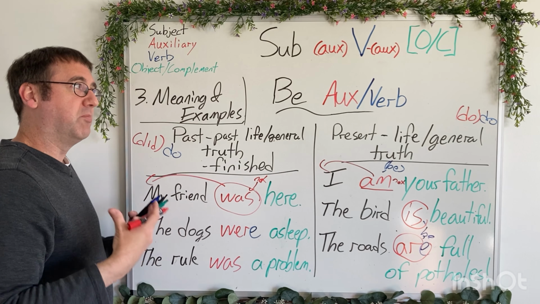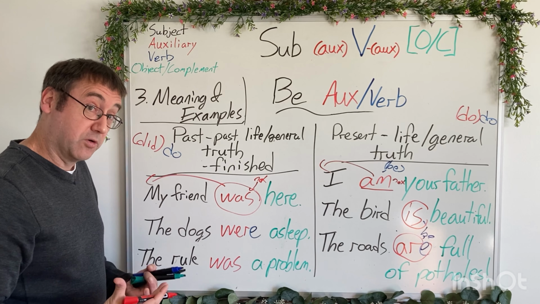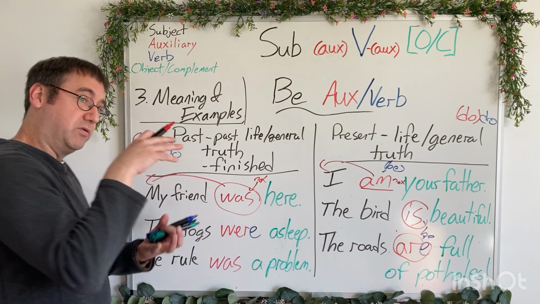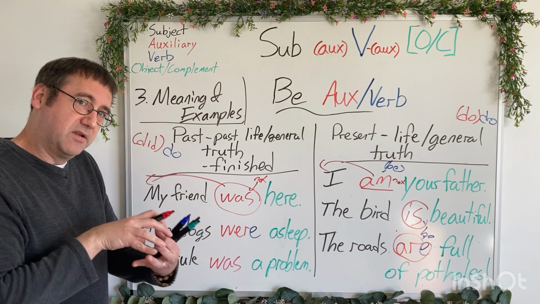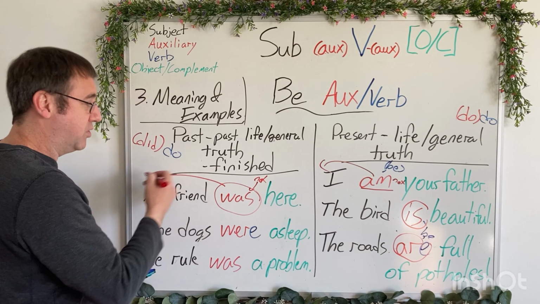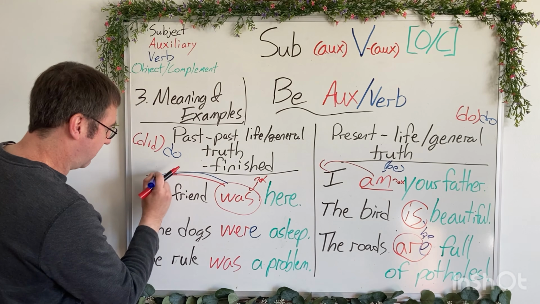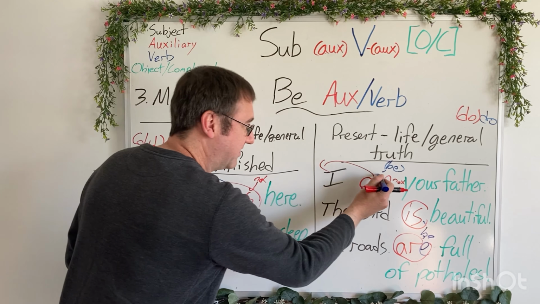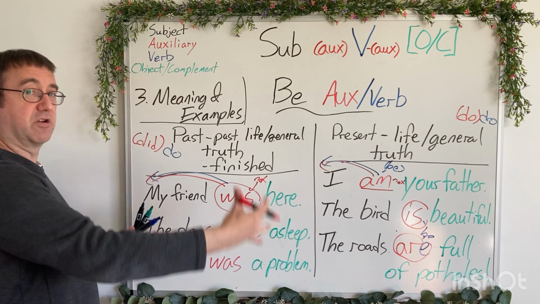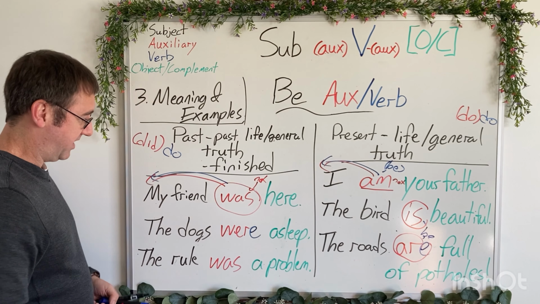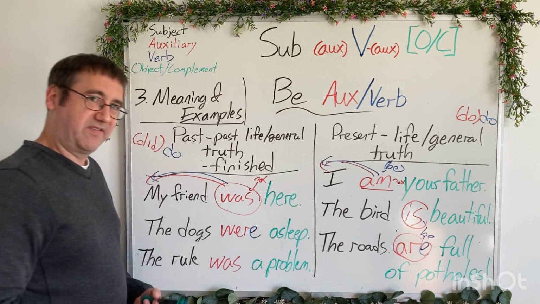Now remember, be verb, be auxiliary verb is very special. And once you join it together, you cannot take them apart. And so they move together. So it's almost like we should draw both arrows, blue and red. You're kind of moving both of them. Okay? The dogs were asleep.